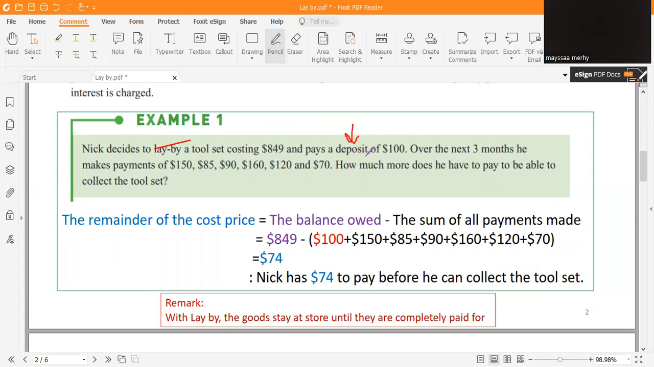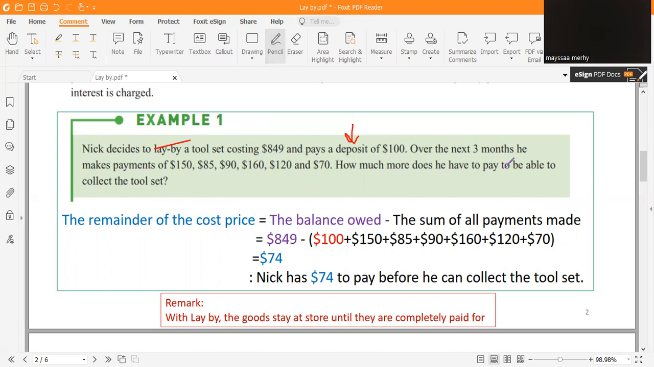Over the next 3 months, he makes different payments: $150, 85, 91, 61, 20, and 70. How much more does he have to pay to be able to collect? You should know that you collect the tool set only if you have paid the whole cost of $849.